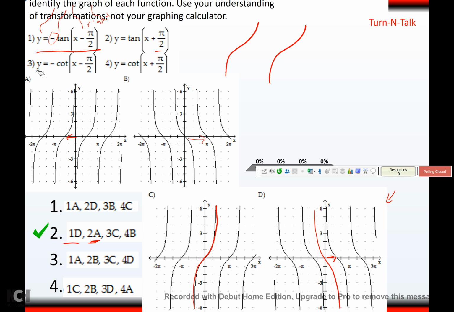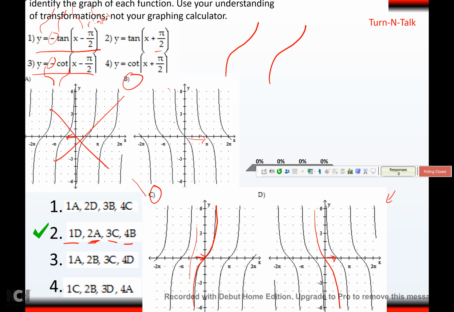3, negative cotangent of x minus pi over 2. Well, cotangent would normally fall to the right, but again, because of the negative, these are going to rise to the right. So again, I'm looking between A and C. Well, I already used A, so it's got to be C, because cotangent would normally be over here first, and it shifted to the right pi over 2. So that would be C, and then 4, the only one left, is D.